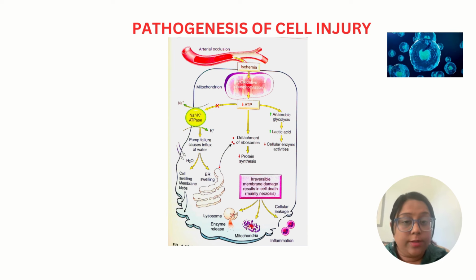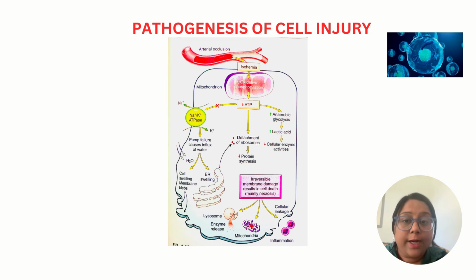Talking about the pathogenesis of cell injury, whenever there is ischemia, there is decreased oxidative phosphorylation in the mitochondria, causing three main effects. First is the sodium potassium ATPase pump failure. Second is detachment of the ribosomes from the endoplasmic reticulum. And third is increased anaerobic glycolysis.